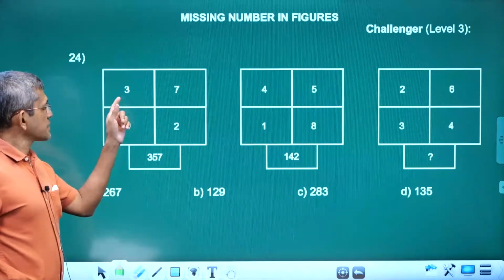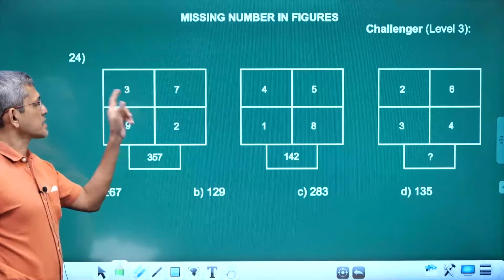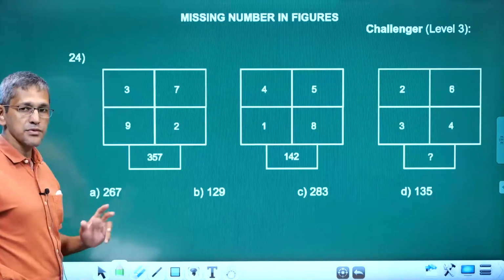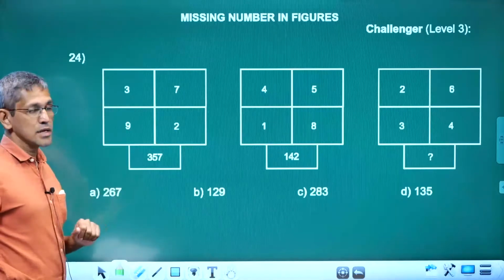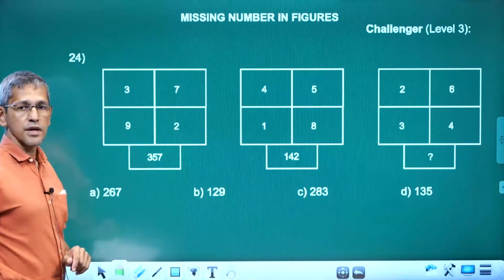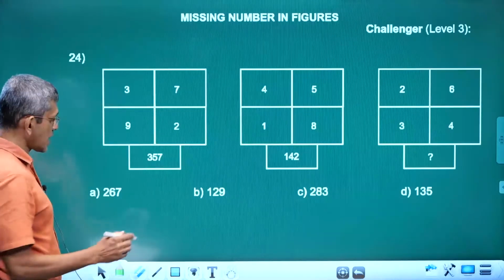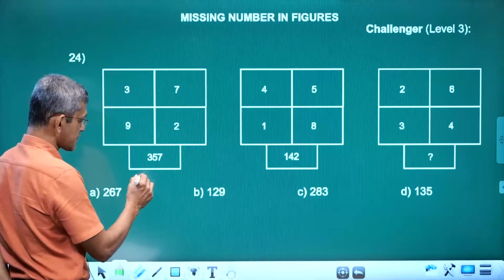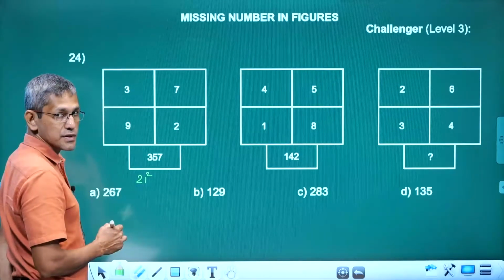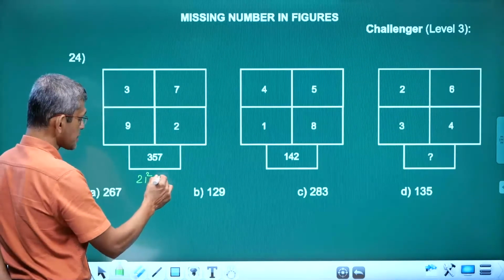So what we have is 3, 7. 3 plus 7 is 10. 9 plus 2 is 11. 11 plus 10, 21. So 21, we have 357. 21 and 357, what kind of relation do we have? 21 square is 441. How about 21 square minus 21?